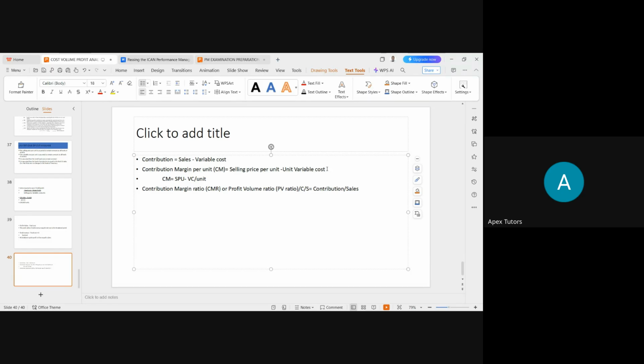Now, this is when you are trying to apply the total sales. For the total sales, you use contribution margin ratio. But when you are trying to determine your break even based on units, you use this per unit. When you're trying to work based on total, you use your contribution margin ratio.